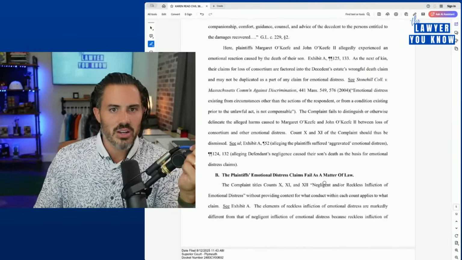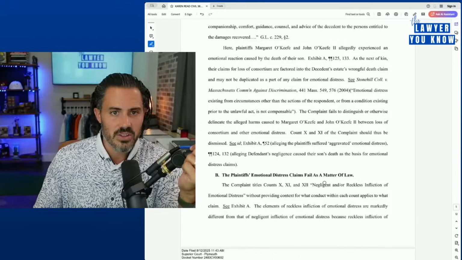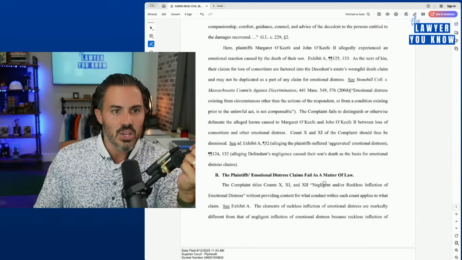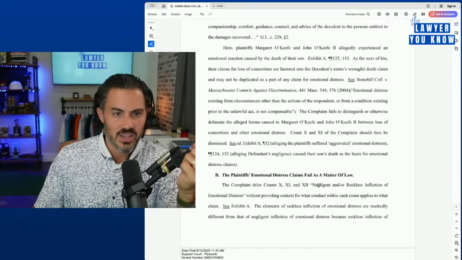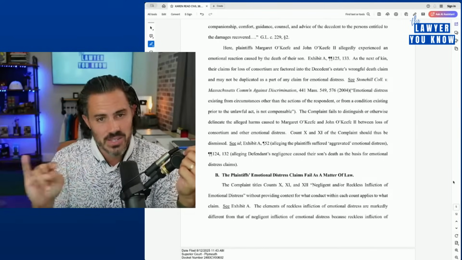Here, Margaret and John allegedly experienced emotional reaction to the loss caused by the death of their son. As the next of kin, their claims for loss of consortium are factored into the decedent's estate wrongful death claim and may not be duplicated as a part of any claim for emotional distress. Now, to me, this is differing depending on the jurisdiction. Sometimes it is, sometimes it's not.